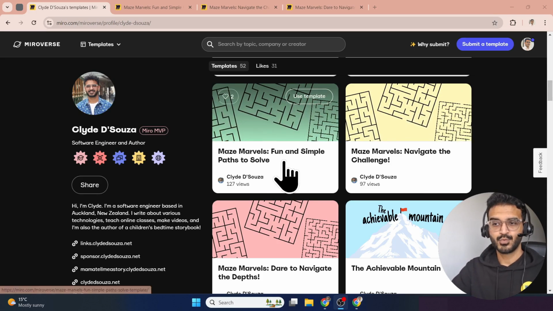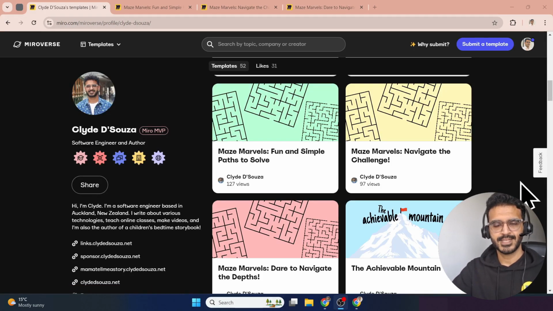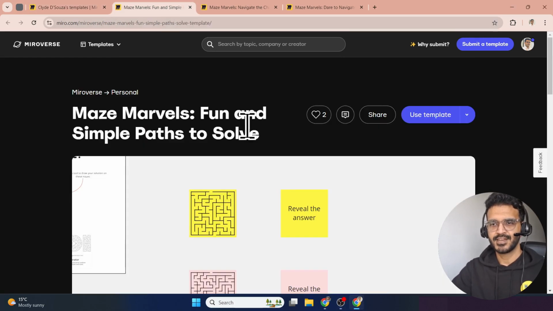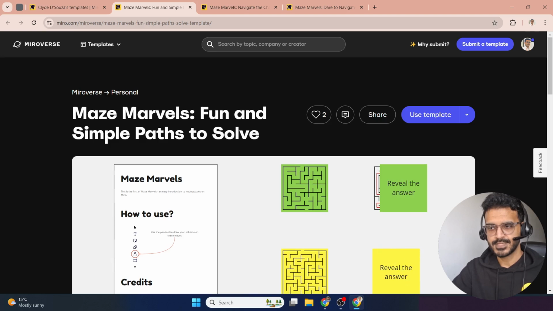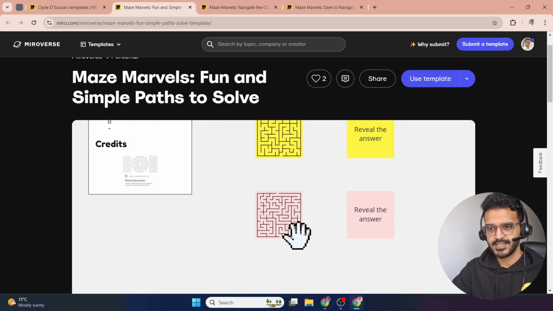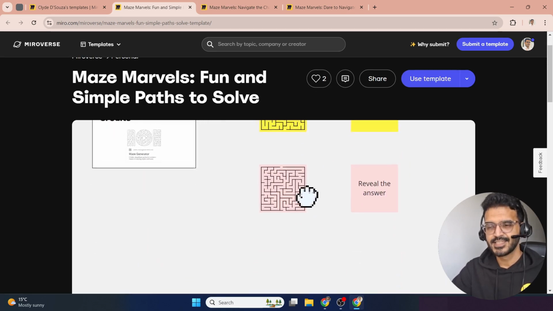Alright, so the first one is fun and simple. So that is the easy level. That's this one over here. As you can see, there's three boxes of templates. There's three boxes of puzzles.